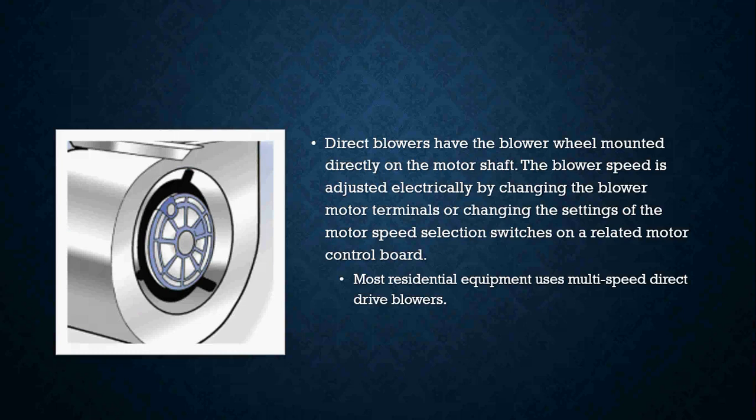Direct drive pulleys, they're going to have a blower wheel mounted directly to the motor shaft. The blower speed is adjusted electrically by changing the blower motor terminals or changing the settings of the blower speed selection switches on the motor's related circuit board. Okay, in most residential equipment, especially in more modern, up-to-date equipment, you're going to most likely have multi-speed direct drive motors.